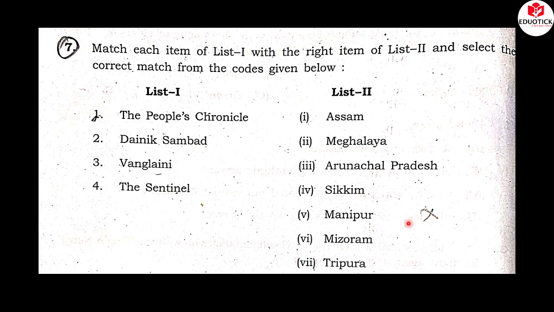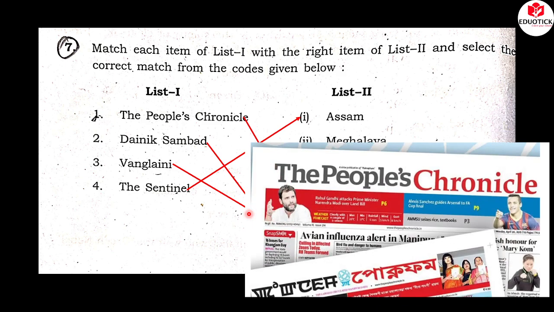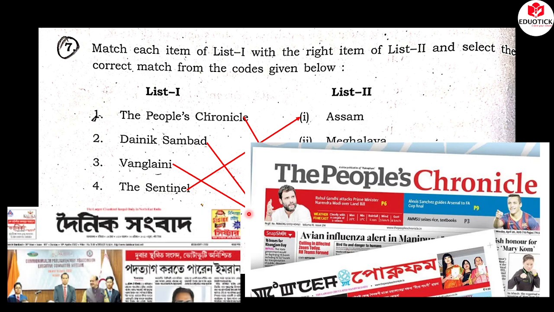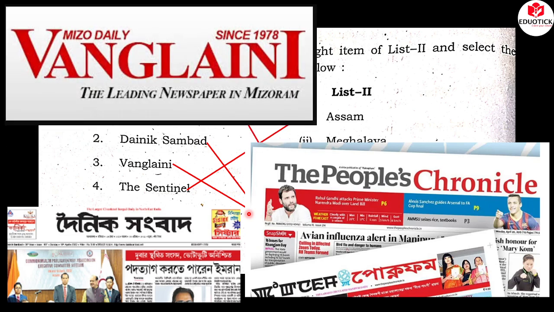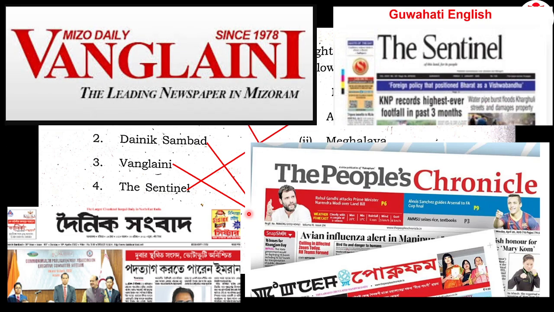we have to match list one items with list two items. Here there are four names of newspapers, and here the states of Northeast. Which paper belongs to which state? We know that the Sentinel is from Assam, Dainik Sangbad is from Tripura, Banglaini from Mizoram, and the People's Chronicle from Manipur. Dainik Sangbad from Tripura is written in Bangla. The Sentinel is from Assam.